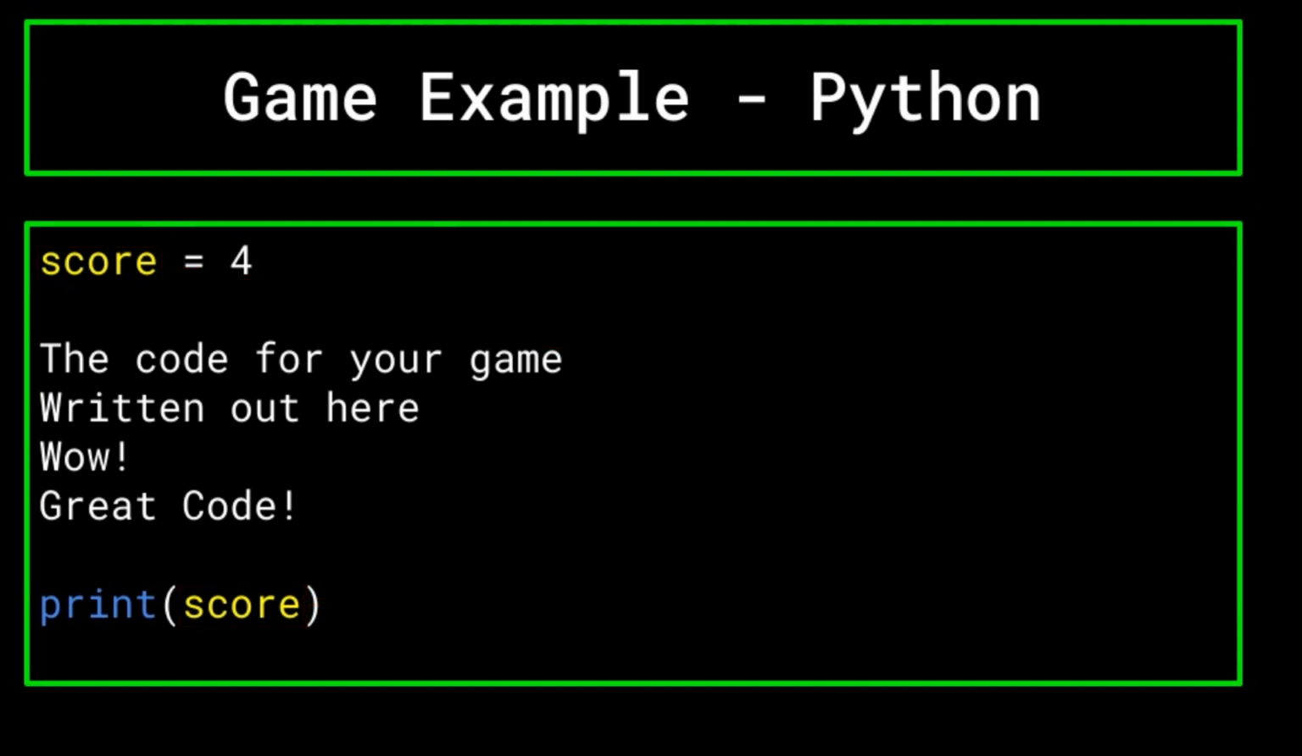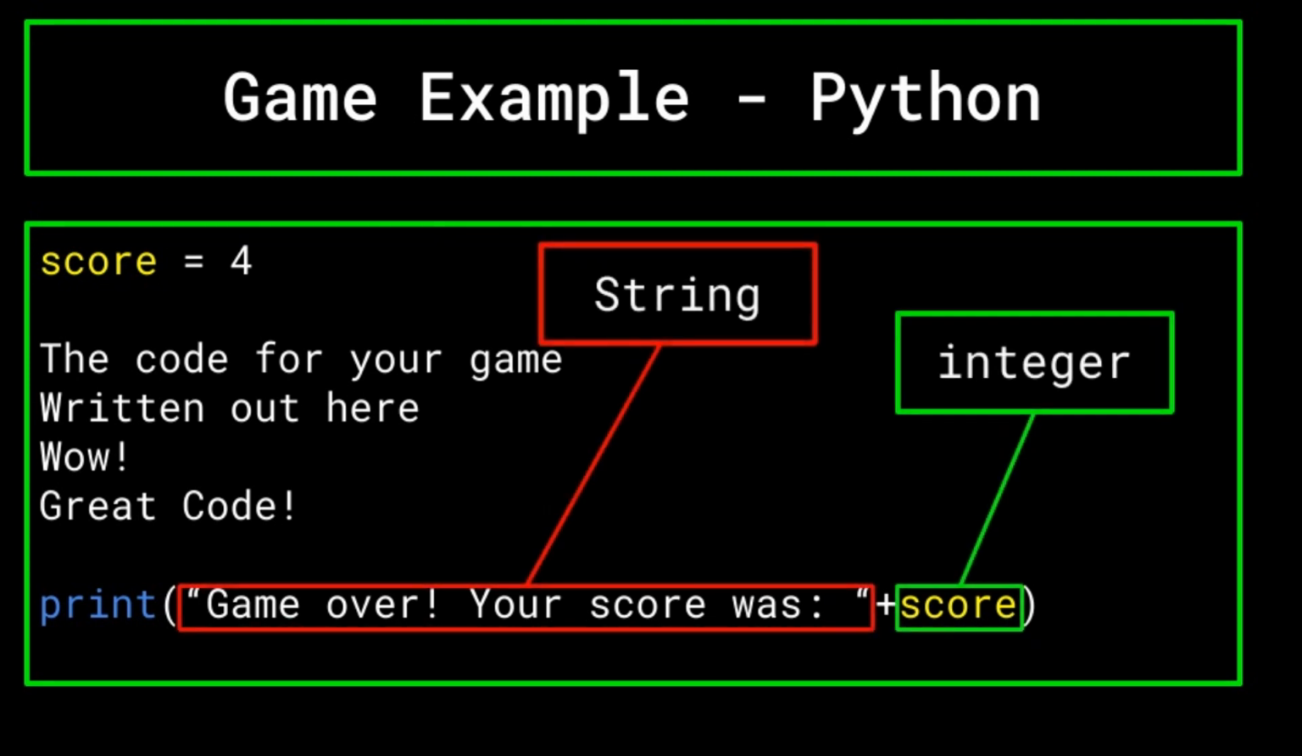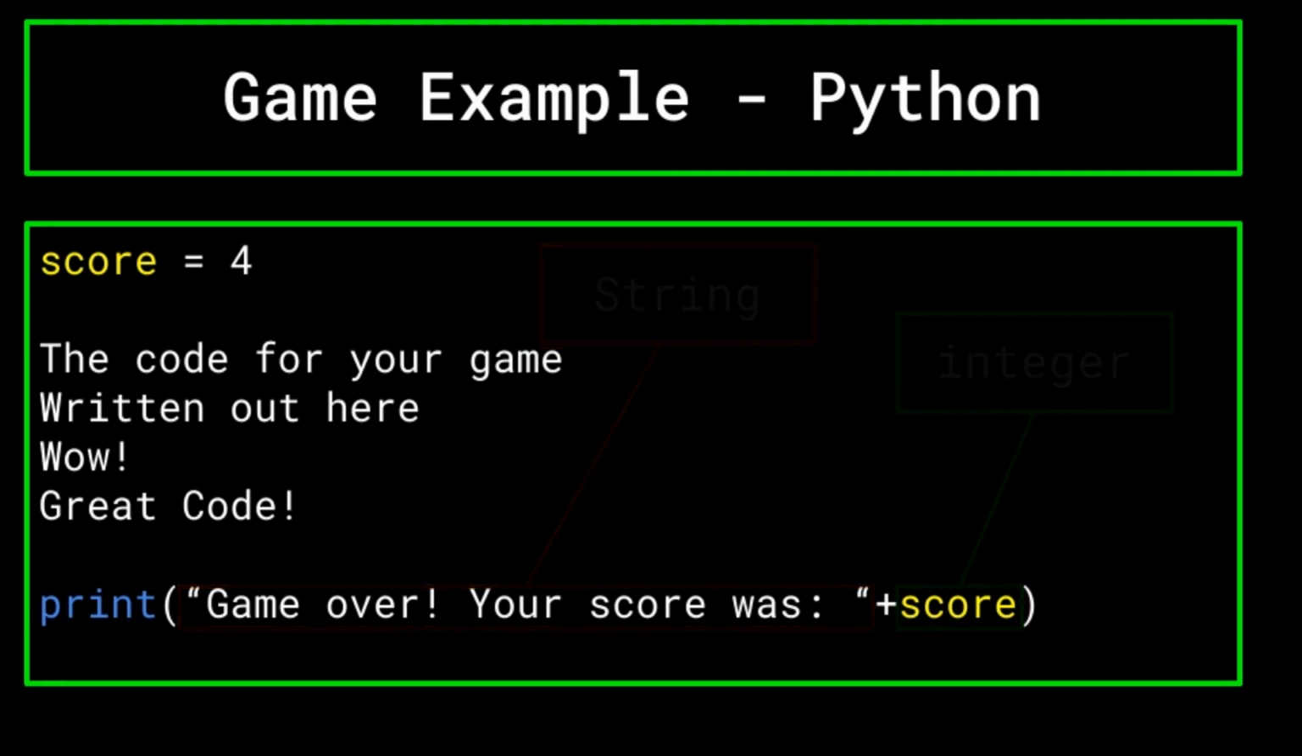Let's assume that the user ends the game with a score of 4. In order to best display this to the user, we can print "Game over, your score was: " plus score. This almost works, but keep in mind that score stores an integer value of 4. And you cannot concatenate strings and integers, as the plus operator acts differently for strings than it does for integers. The way to solve this is to change the type of score, or any non-string value that you would like to concatenate to a string, before attempting your concatenation.